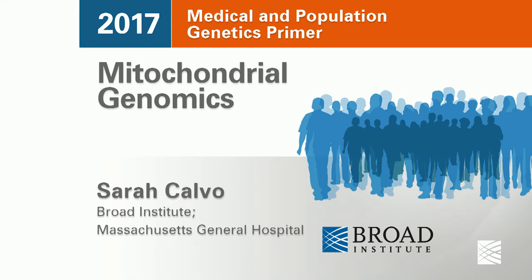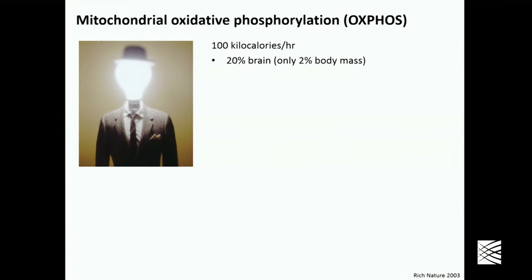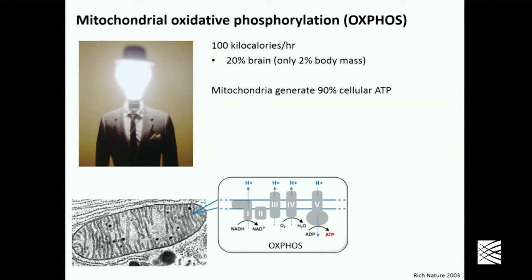Let's start with why you should care about mitochondrial genomics. Right here, while you're eating your breakfast, you're not doing too much work, but it still takes about as much power as running a 100-watt light bulb to provide the energy for all of your metabolism in your body. Now, about 20% of that is going to your brain, even when you're not thinking that hard. And mitochondria generate approximately 90% of the cellular ATP that's used in all of metabolism.